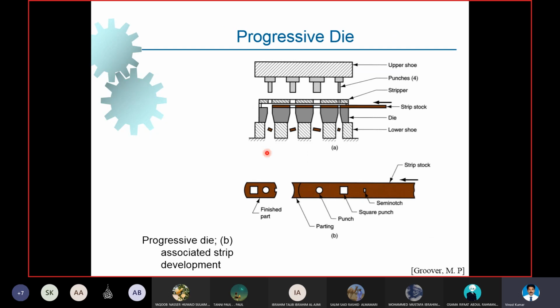Next is a progressive die. You can see several punches with different shapes. As the punch moves downwards, different shapes like square, circular, and semi-curved shapes can be produced, based on the shape of the punch. This is called a progressive die.